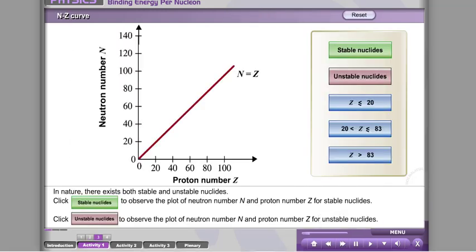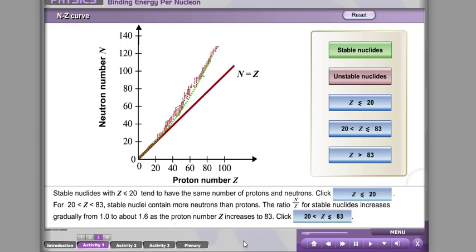In nature, there exists both stable and unstable nuclides. Click the Stable Nuclides button to observe the plot of neutron number N and proton number Z for stable nuclides. Click the Unstable Nuclides button to observe the plot of neutron number N and proton number Z for unstable nuclides.